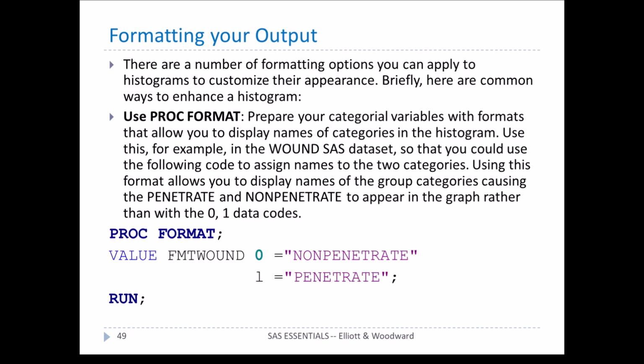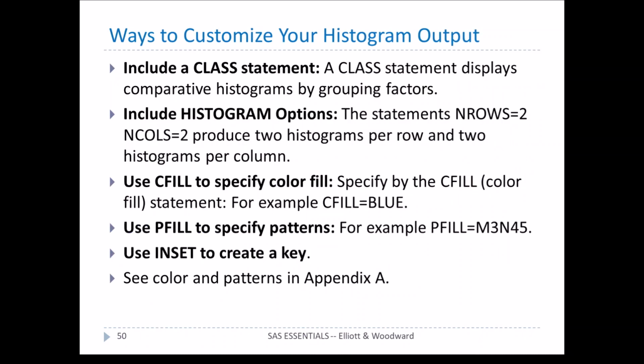All right, so let's talk about formatting our output. And we've seen how formatting works before, and this is just another example of creating a format and then applying it. But basically, let's look at how we would do that. So in this case, we're going to have PROC format value, format wound. So there's 2 types of wounds in this data set. 0 is a non-penetrating wound, and 1 is a penetrating wound. So it was reported as 0 and 1, but we would prefer it with the actual word here so that we know easily which is which.